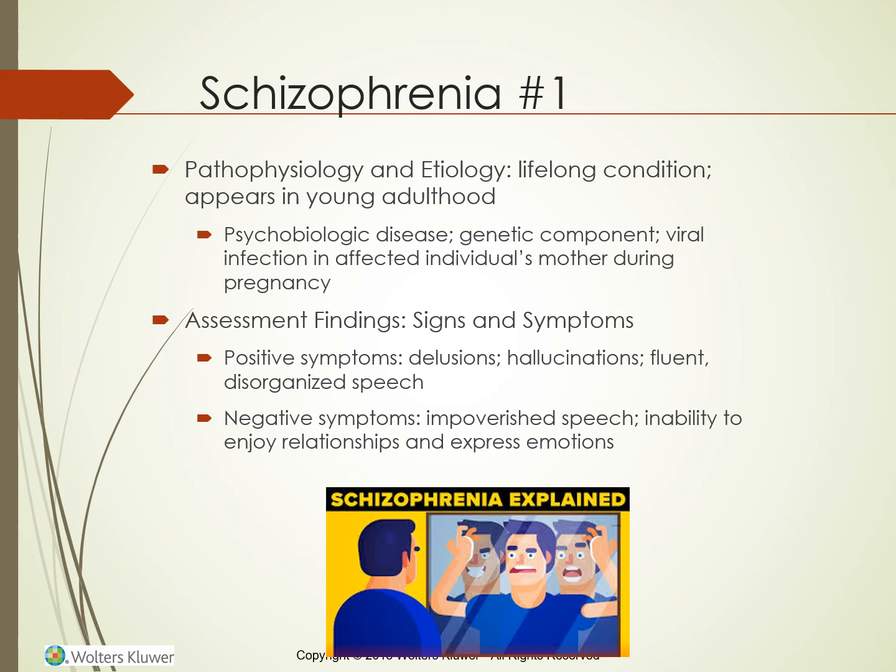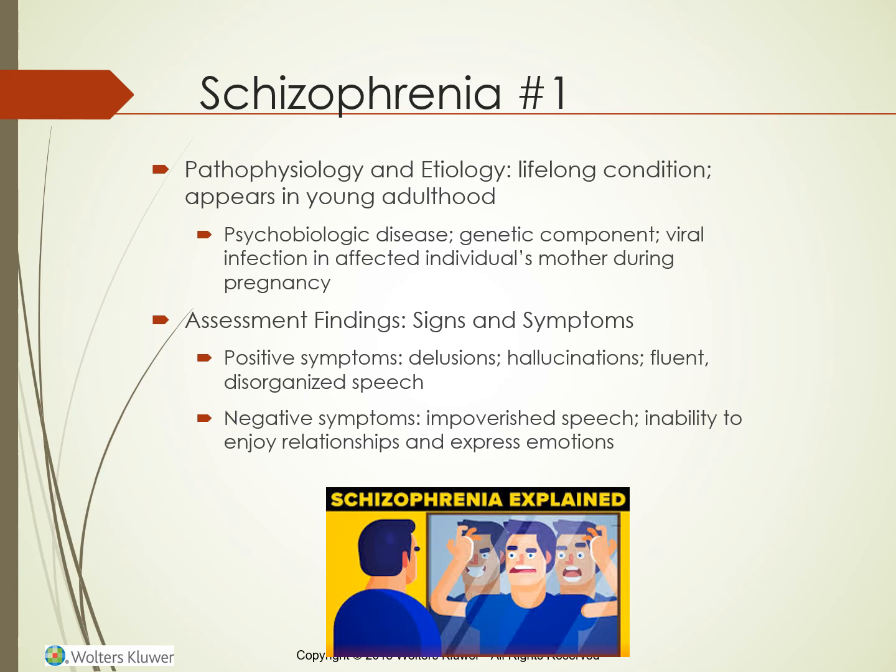Schizophrenia is known to have a genetic component; it runs in families. There are some theories that suggest that there can be an anatomic and, as a result of an anatomic, a physiological change associated with schizophrenia as a result of a viral infection experienced by the affected individual's mother during pregnancy.